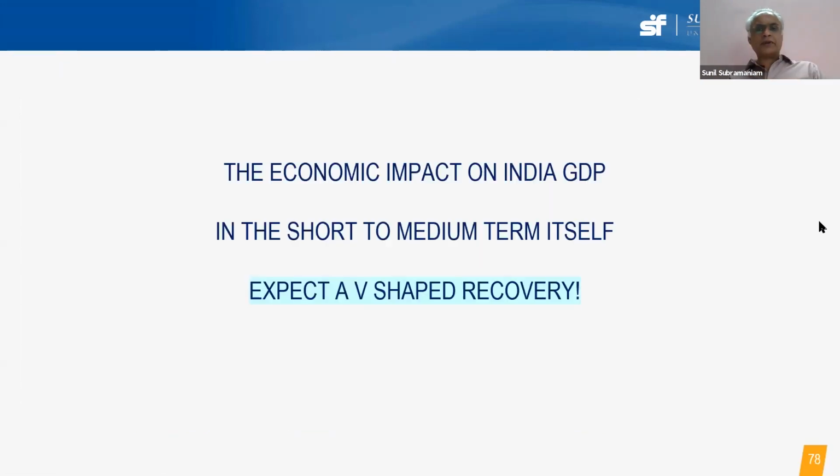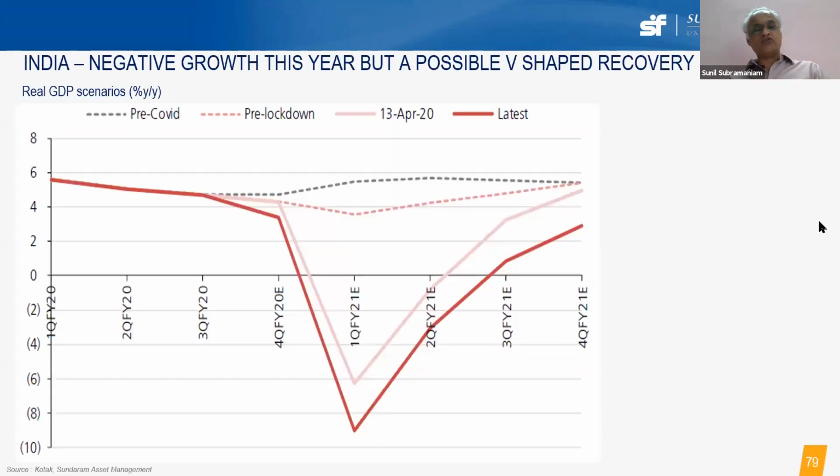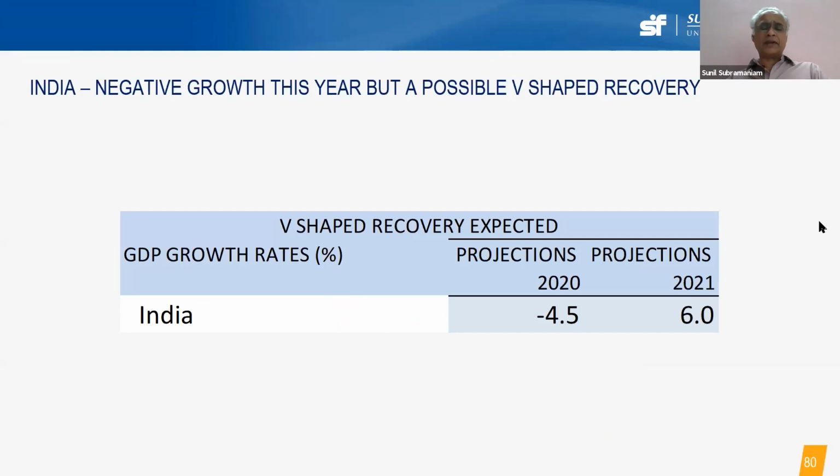So this strong expectation of V-shaped recovery has been built into the Indian economy now. And this is the way we expect the GDP to pan out in terms of the drop and then the rise. The IMF's expectation for the calendar year is 4.5% negative and possibly 6% positive next year. So clearly a V-shaped recovery is on the anvil in India too.